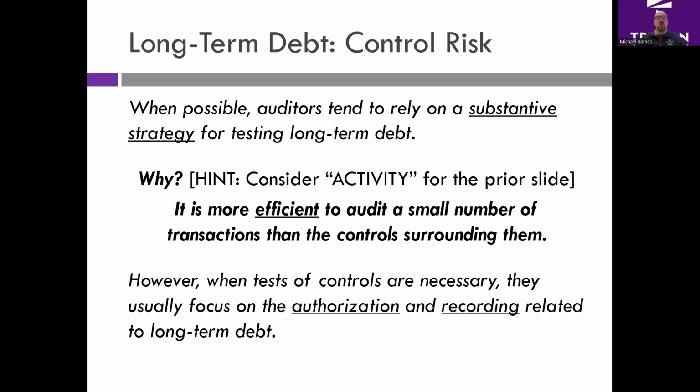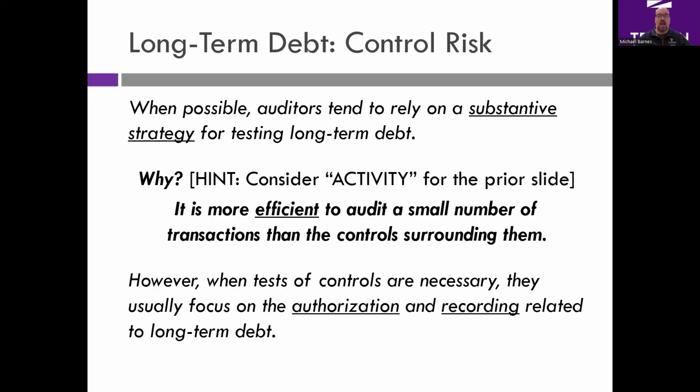That being said, when tests of controls are necessary, especially with long-term debt controls being relevant to financial reporting, and we know that we have to test internal controls that relate to financial reporting, ICOFR, we usually focus on authorization and recording related to long-term debt, okay? Because custody is really irrelevant. It doesn't matter who has custody of those items. Long-term debt is usually the stated owner of the debt and the stated issuer of the debt.